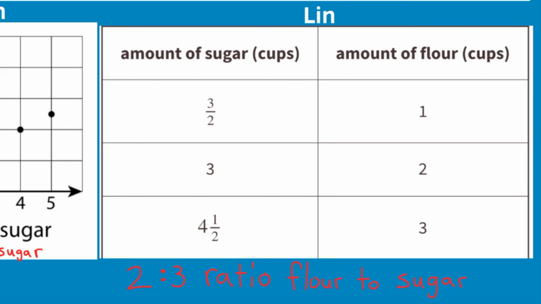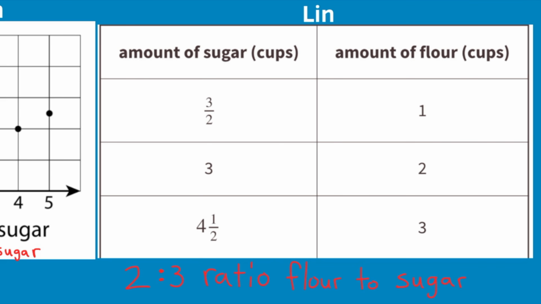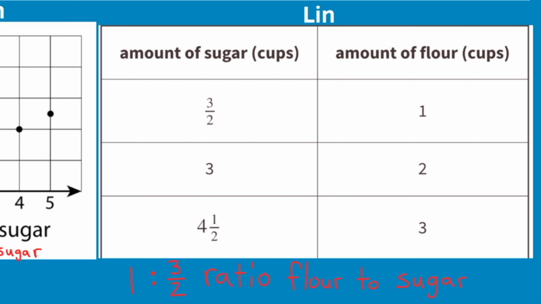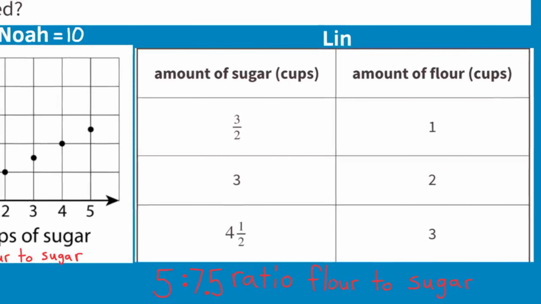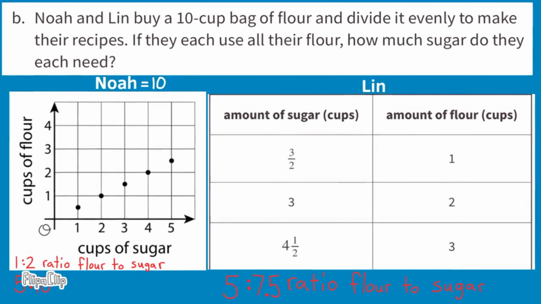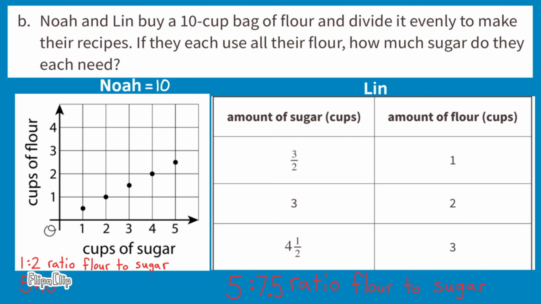Looking at Lynn's table, I've decided to make it a little bit easier by using the ratio of 1 cup of flour to 3 halves cups of sugar. 1 cup of flour times 5 is 5 cups of flour, and 3 halves cups of sugar times 5 is 15 halves cups of sugar. And 15 halves cups of sugar is the same as 15 divided by 2, which is 7.5, or 7 5/10. For every 5 cups of flour that Lynn uses, Lynn will use 7.5 cups of sugar. So Noah uses 10 cups of sugar and Lynn uses 7.5 cups of sugar.